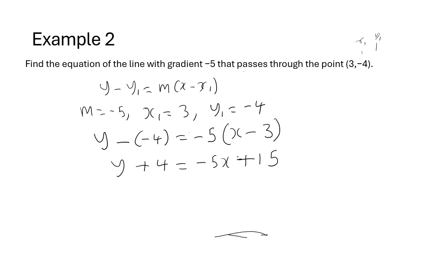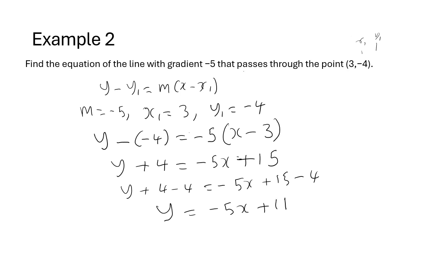And from here, to find y, we can subtract 4 from both sides. So we'll have y plus 4 minus 4 is equal to minus 5x plus 15 minus 4. And if we subtract this here, we'll have y equal to, 4 minus 4 is 0, minus 5x, and 15 minus 4 is 11. So we'll have plus 11. And this is our equation of the line.